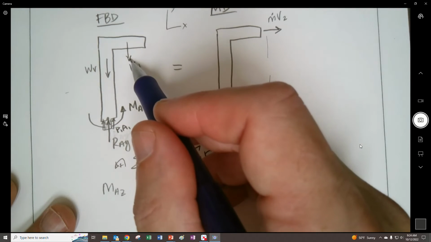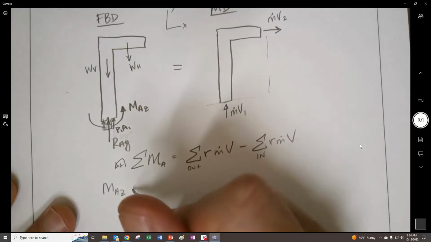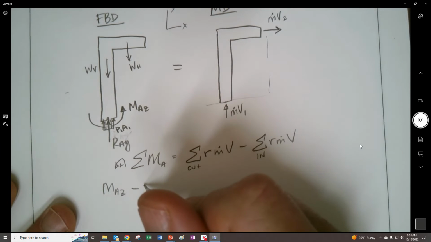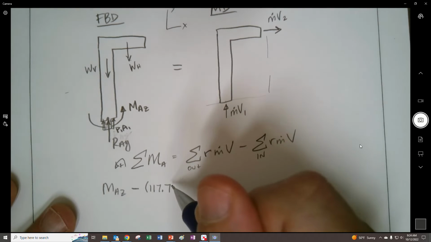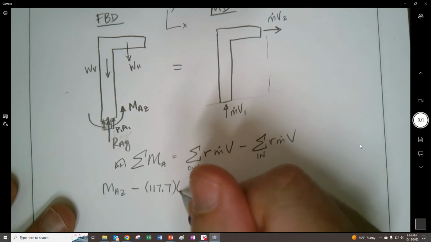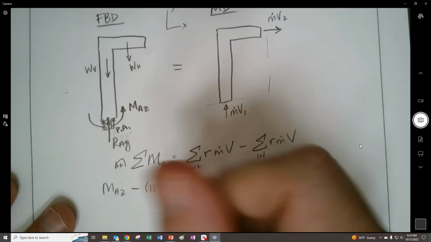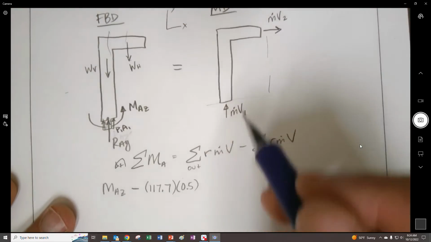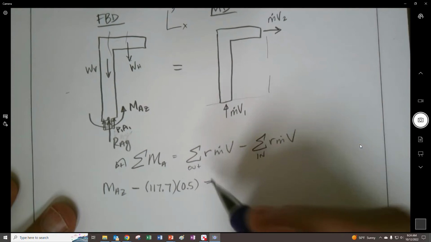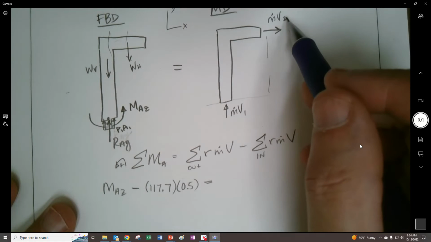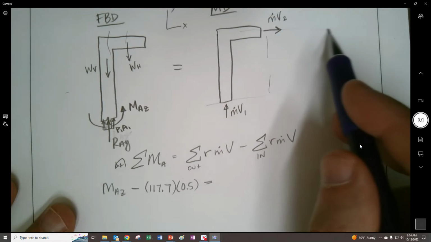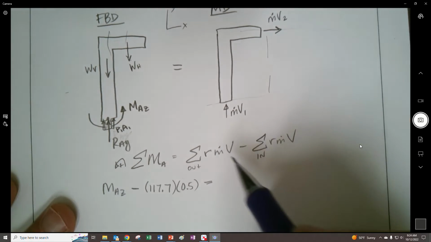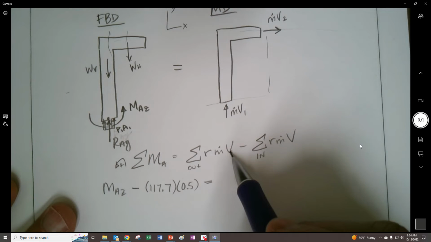Here is going to be clockwise right here, so it's going to be negative, and I just went ahead and put numbers in there. 117.7, and that's going to be times 0.5, because that's the length right here, so that's that distance right in there. And then that's going to be equal to m dot v right here. But that is coming in the clockwise direction. So that's actually going to be negative.